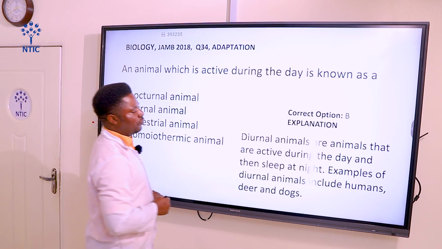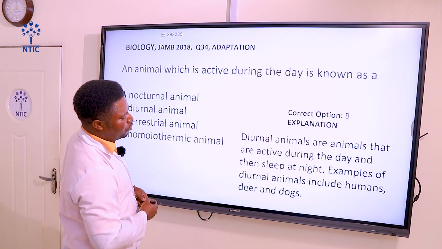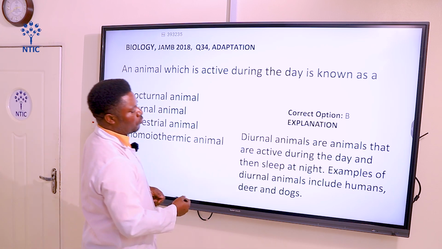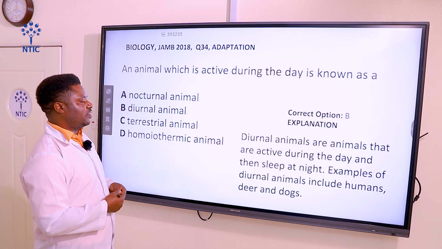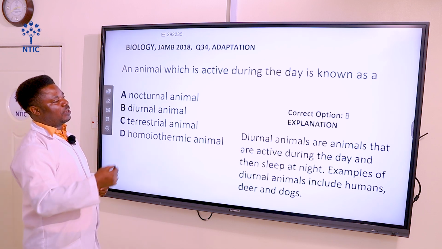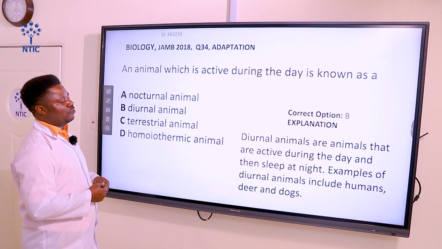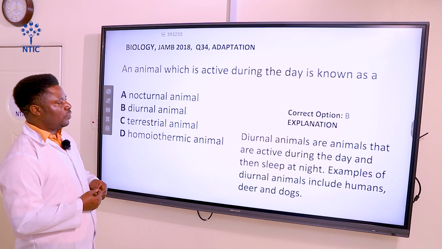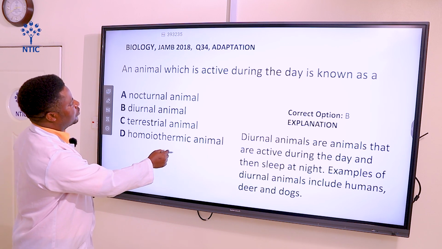Let's see the explanation we have for this. Diurnal animals are animals that are active during the day and then sleep at night. Examples of diurnal animals include humans, deer, and dogs. It could be as a result of the cells they have in their eyes, for example the cones and the rods. Animals that have well-developed cones are usually active during the day, while animals that have well-developed rods are active at night. So, next question.